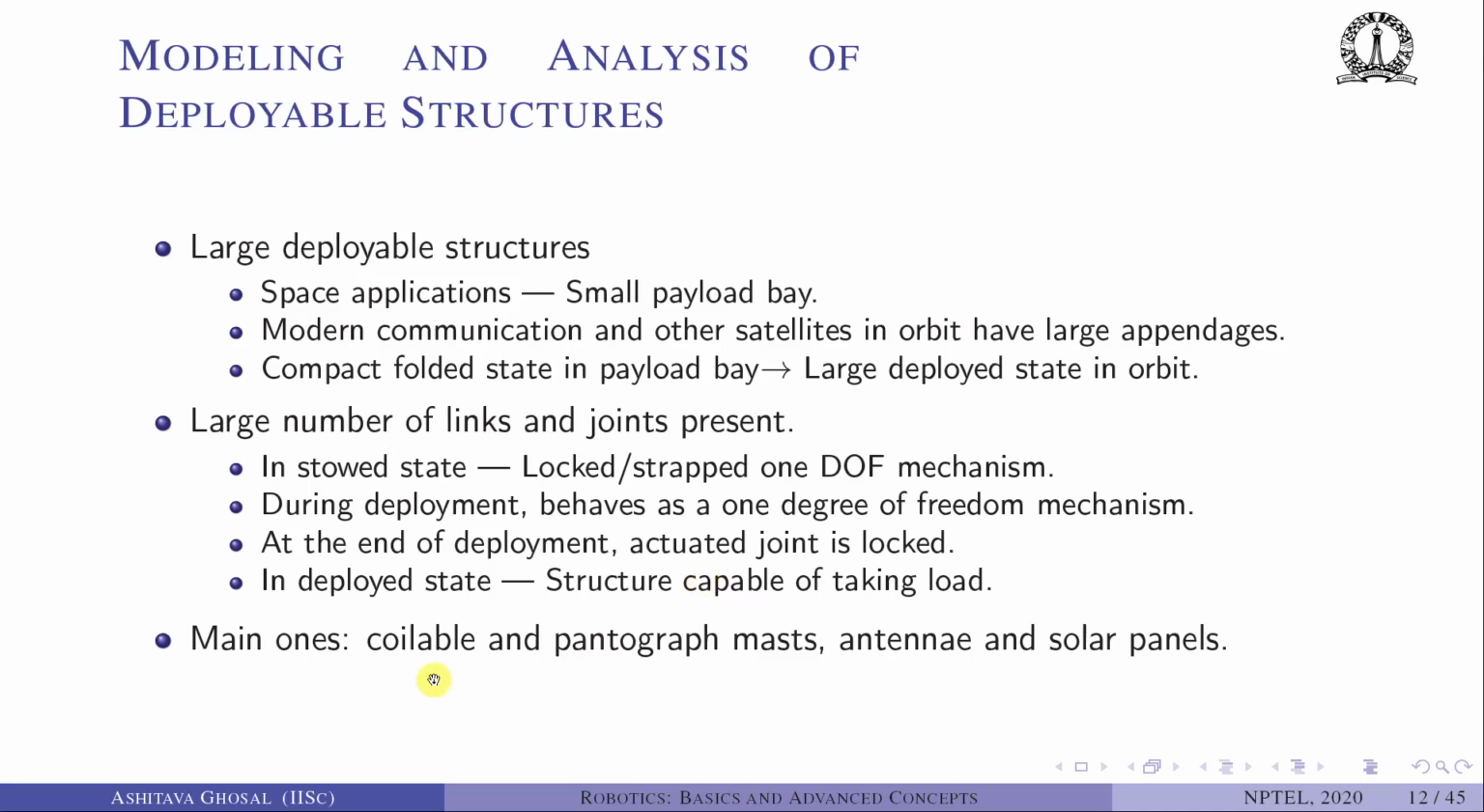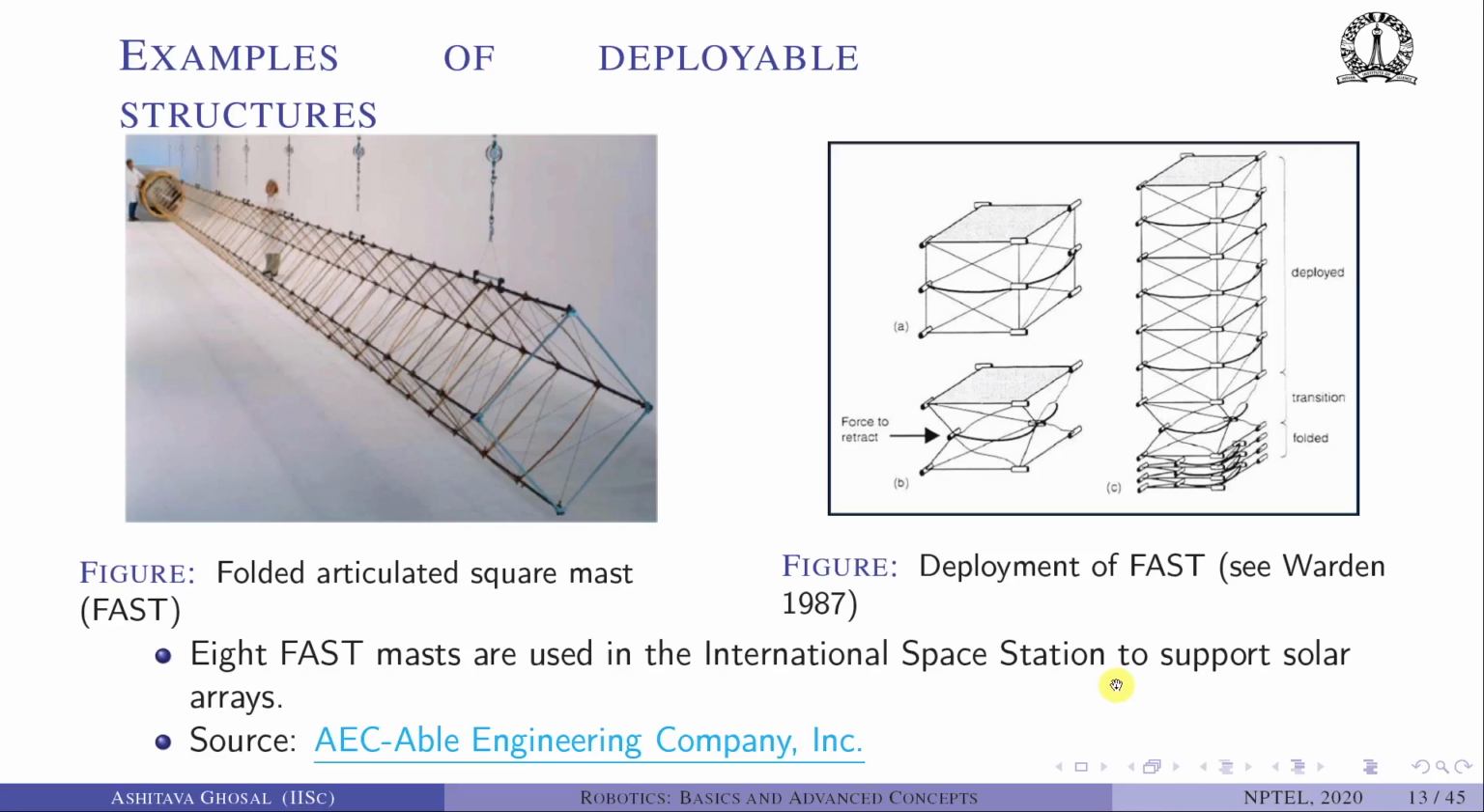Okay, so the main ones are coilable and pantograph masts, antennas, and solar panels. These are some of the main appendages. So let me show you some pictures of deployable structures. One of the well-known deployable structures is called FAST. It is a folded articulated square mast. So each section is a square. There are these articulated joints, and you have some kind of a cable or an arrangement which you can deploy these masts. Okay, so initially, as you can see, it is kept in a very compact folded manner.